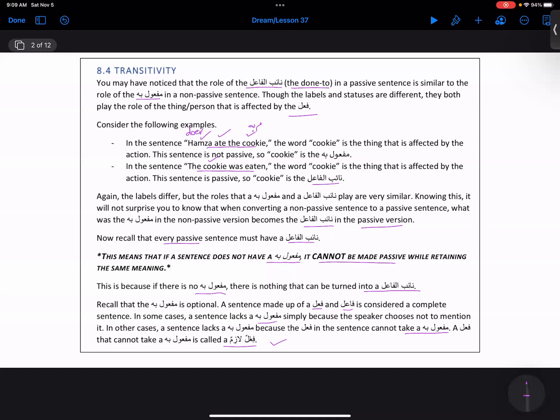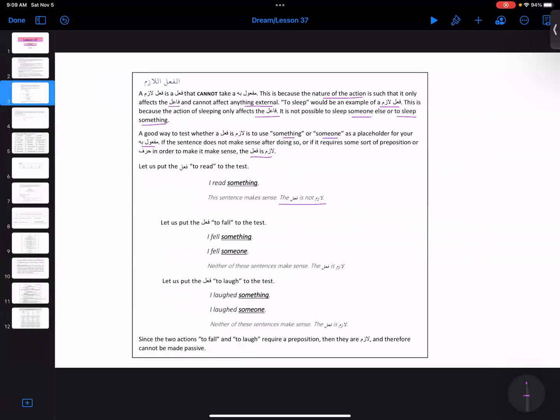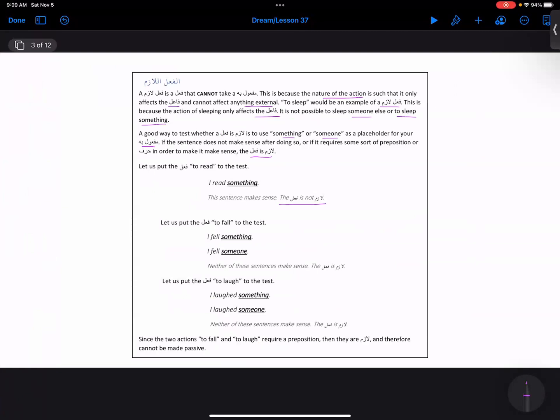So, not every fail can have maf'ulun bihi, and we will see a lot of examples today. When a fail cannot take maf'ulun bihi, then this fail is called fail lazim, because the action is happening to itself. It's not affecting anything. There is no done to, there is no maf'ulun bihi, there is no object required. So now let's see what is fail lazim. A fail lazim is a fail that cannot take a maf'ulun bihi.